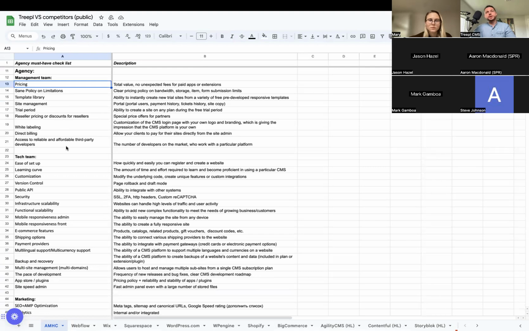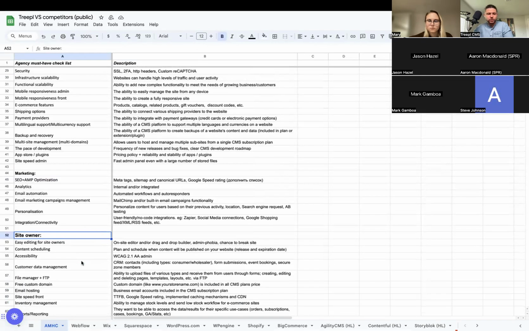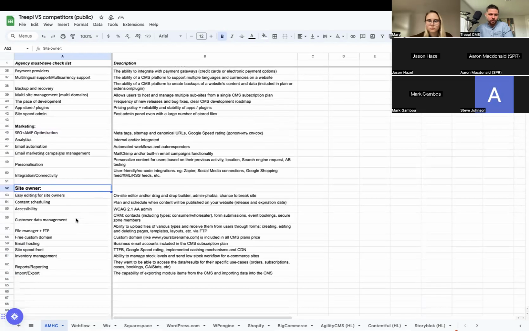So Mary was evaluating, creating and adding items from what interests her as a business owner of this web agency. And our lead QA was adding technical aspects, or technical items, to define the most important technical capabilities of the future platform that we're choosing for our web agencies. We also included marketing capabilities, and the site owner requirements that we know site owners would need.